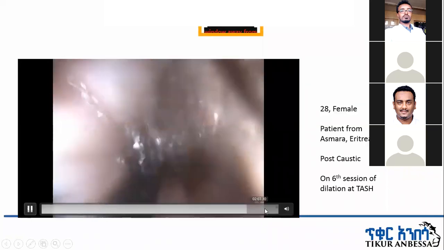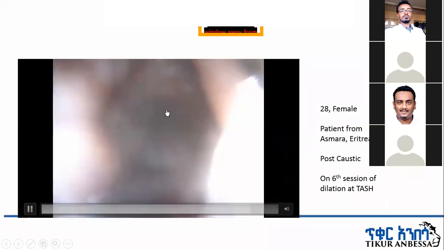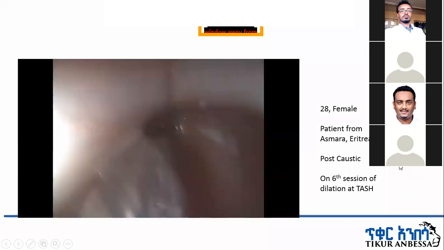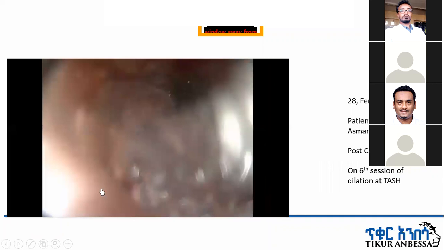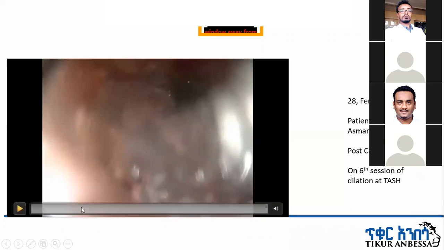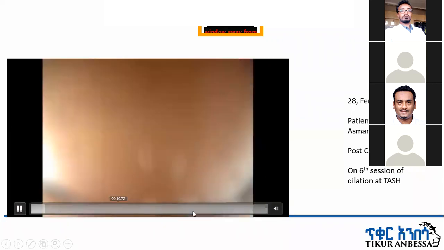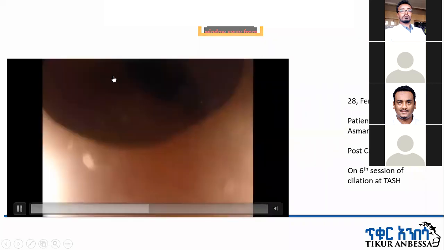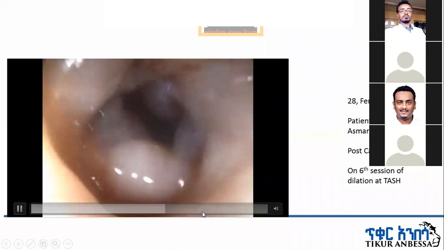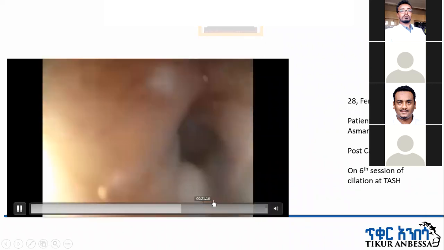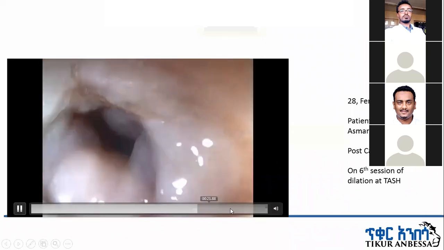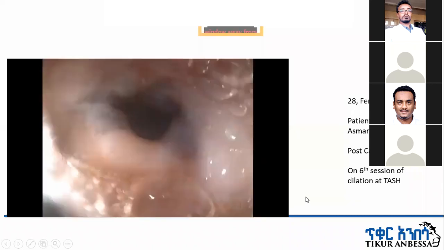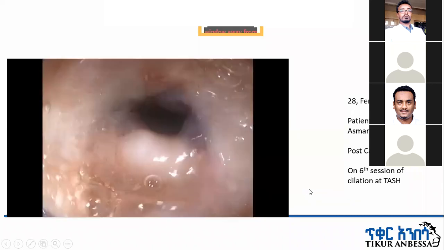So it was opened with this balloon, with this session. As you can see here, again, this is after opening. This site is opened. But she had, I think, at least a four-level stricture, and she required multiple sessions. I think she's still on follow-up and undergoing different sessions.